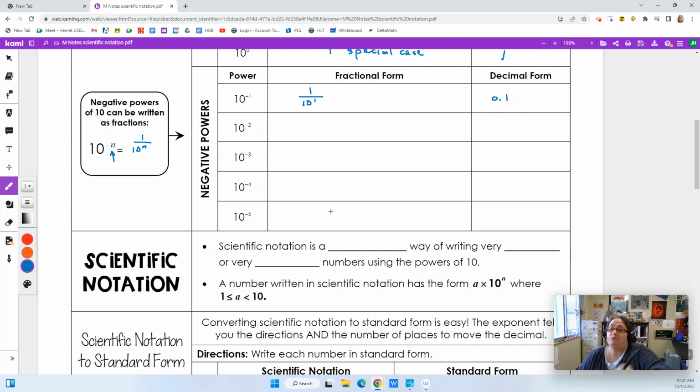Well, let's do the next few so you can see the pattern, and then we'll talk about the pattern. So this becomes 1 over 10 squared, right? We have 10 to the negative 2, and we'll just write it as 1 over 10 to the 2 power. So here I've got 0.01. We're going backwards now with our decimals. If I have 1 over 10 to the 3 power, because that's to the negative 3, I have 0.001.